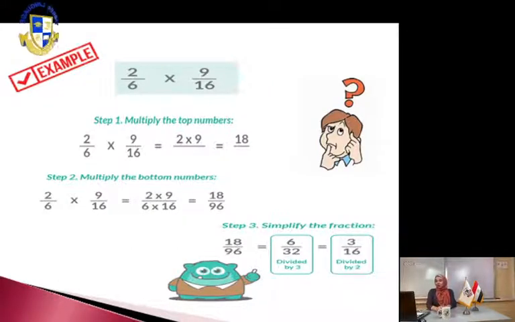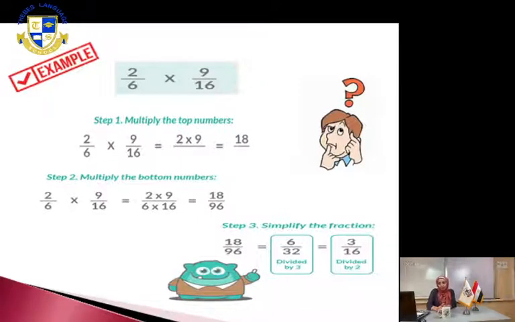Another example, 2/6 multiply 9/16. Let's multiply these fractions. 2 multiply 9 will be 18, and 6 multiply 16 will be 96. It will be 18/96. It's a big fraction. Can we simplify this fraction? Of course we can. What is the meaning of simplifying?